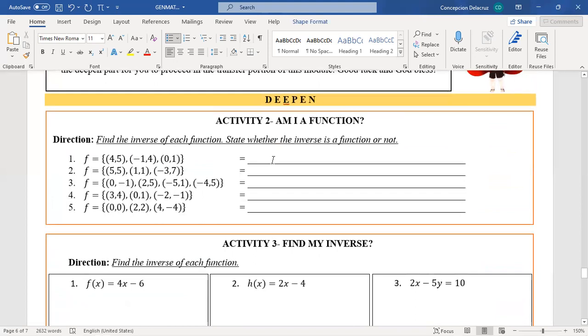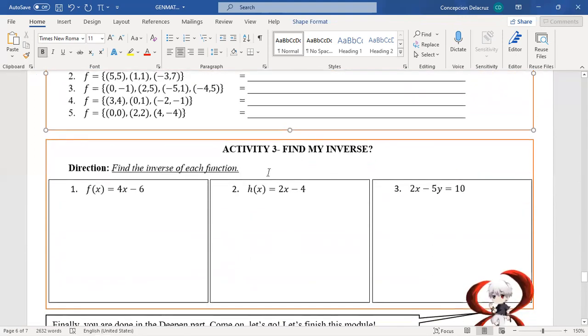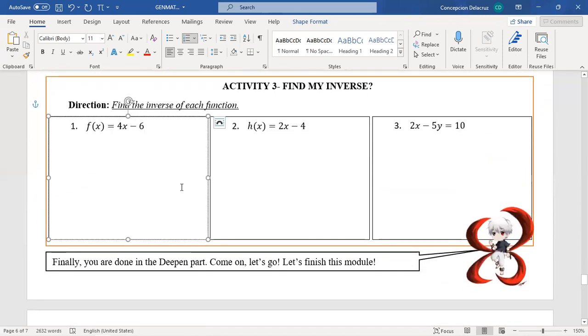Next, for the deepen part, which has the title "Am I a Function?", we have here 1, 2, 3, 4, 5. You're going to find the inverse of each function. Then state whether the inverse is a function or not. If it is a function, write function. If it is not, write not function. Next, for activity 3, find my inverse. You find the inverse of each, and you solve it using the steps above: change f of x to y, then interchange y and x, and so on. They are the same.